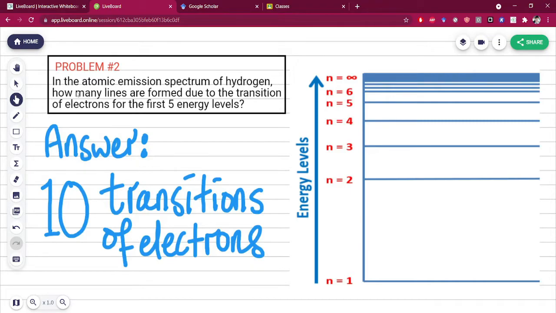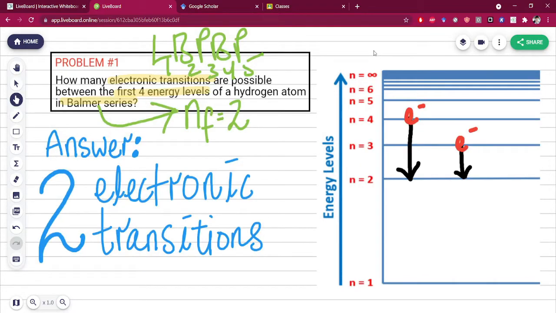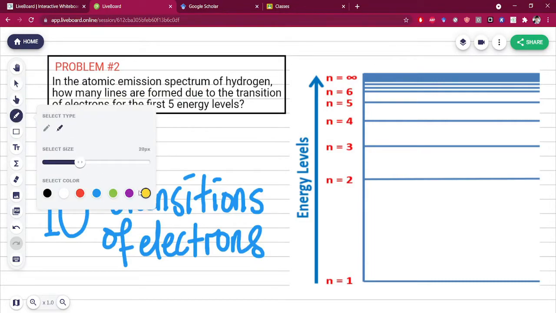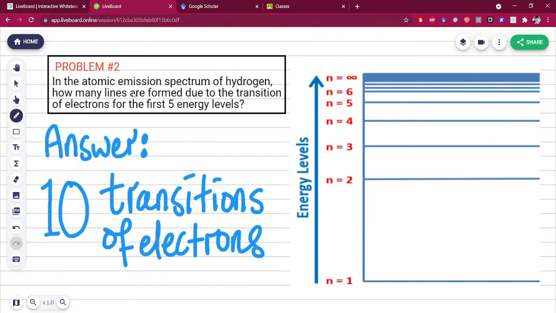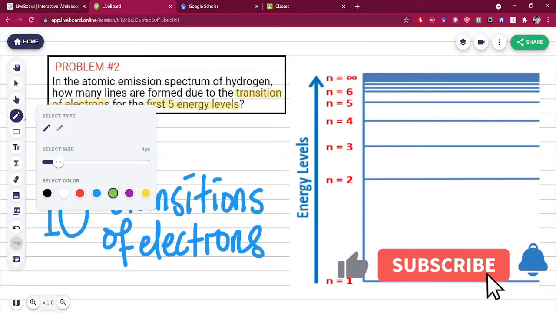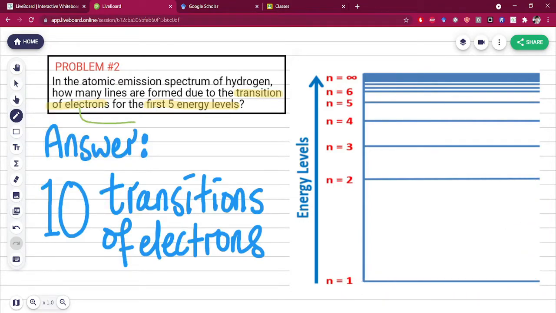Now, this problem is similar to what we did in the first one, but with less restriction. What we have is the first 5 energy levels. So they want you to write the transitions of electrons. That is the same as electronic transitions, so I just want to point that out. This is the same as electronic transition.